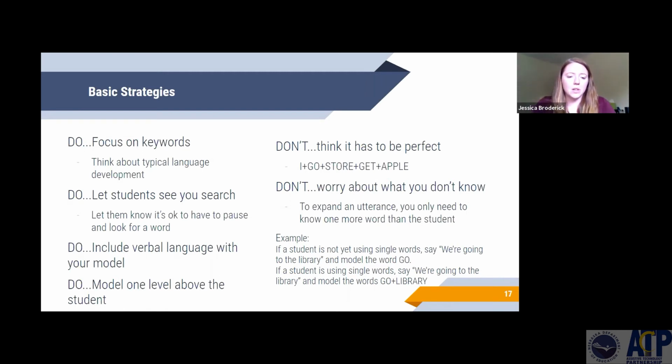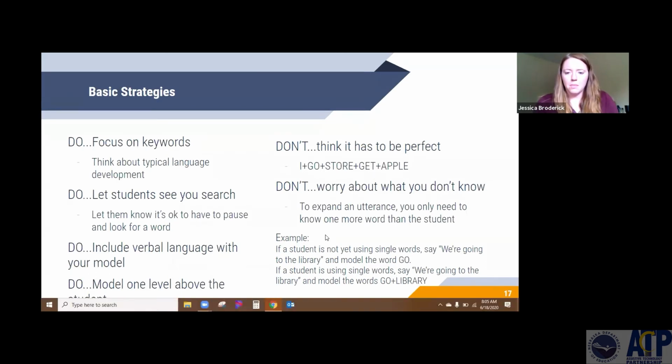And again, don't think it has to be perfect, because if I communicated on my device with you, I go store, get apple, you know exactly what I mean. And when the student is ready to learn more about morphology and grammar and sentence structure and those kinds of things, then you have built-in targets and goals and ways to work with that student.